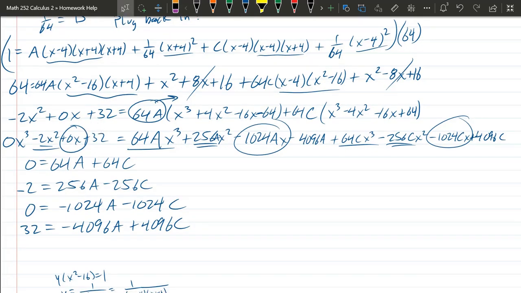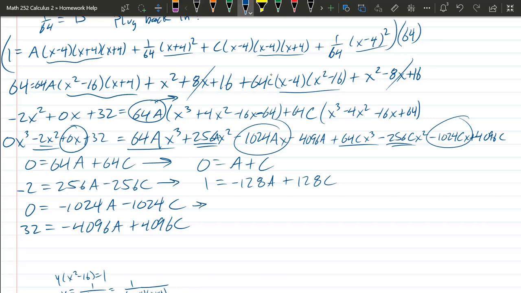Oh boy. All right. First one, that first equation is actually not bad. Let's multiply both sides by 1/64. 0 is a plus c. All right. Next equation, let's multiply both sides by negative 1/2. So we got 1 equals negative 128a, I multiply by negative 1/2, so it's plus 128c.